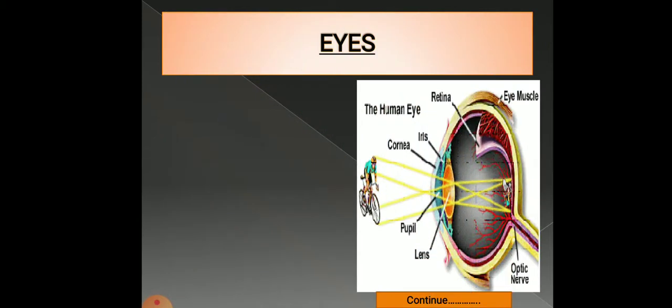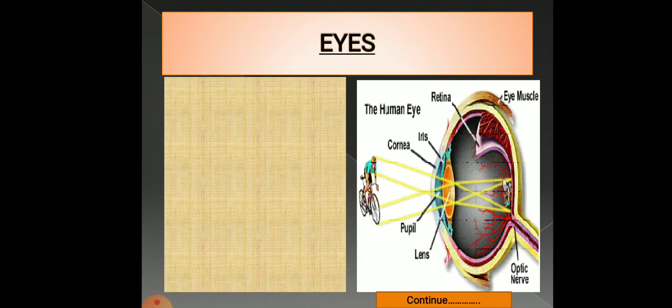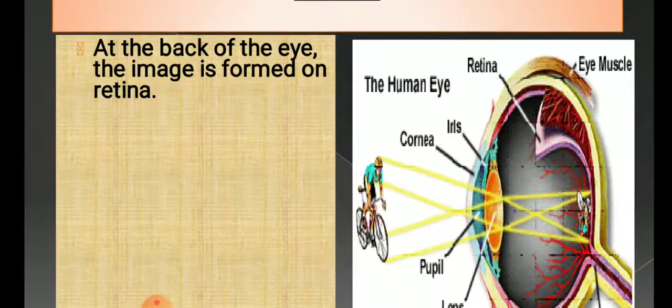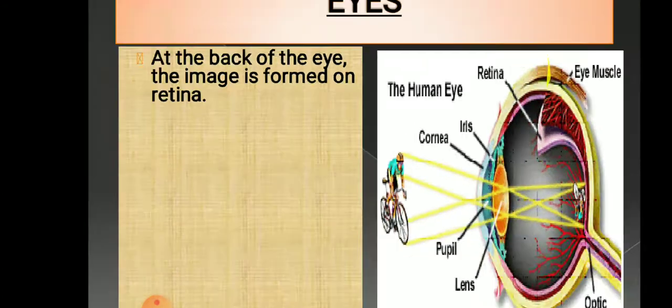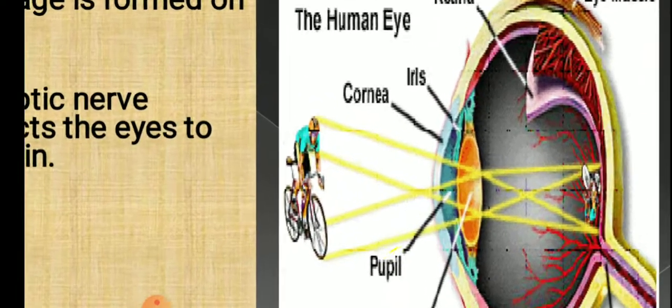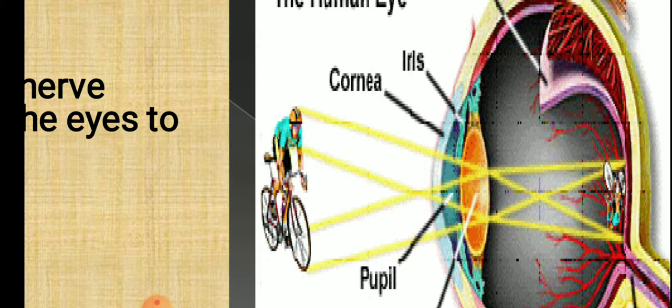Now आइज के बारे में अब हम फर्दर देखेंगे. How the image forms in an eye, आई में इमेज कैसे बनती है. So at the back of the eye the image is formed on the retina. So you can see this is retina. Retina, you can see it is present at the back of an eye. Our eye is like a ball. So just at the back, the retina is there and the image is formed on the retina. And you can see here that this is the cyclist and cyclist की image जो है retina पे बन रही है and it is inverted, means उल्टी है.